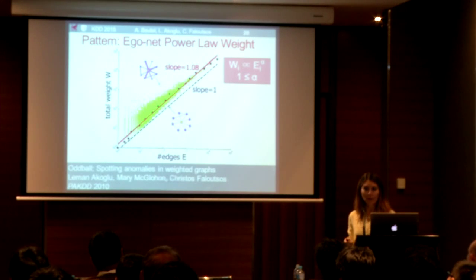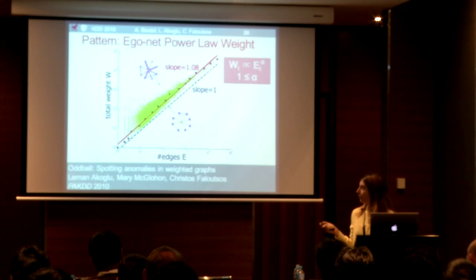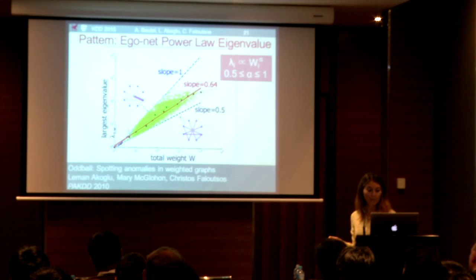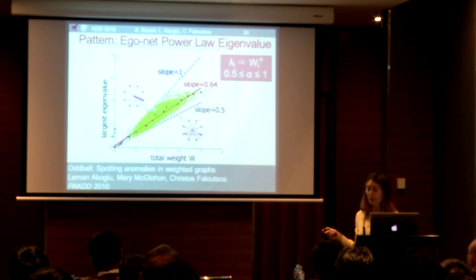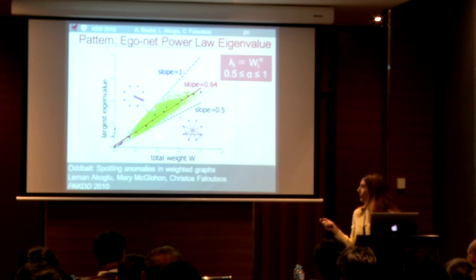You can look at other pairs of features. For instance, number of edges versus total weight. Right here again, we see that we can find patterns of fit that shows strong correlation between these two. And another pair of features is total weight and the largest eigenvalue. Here again, there's a lower and upper bound. So if all the edge weights in the ego network are the same, then you will see that the ego net will fall on this line with slope half. And if there is only one edge or a very dominant weighted edge, then it will fall on the slope 1. And in real graphs, everything is somewhere in between.